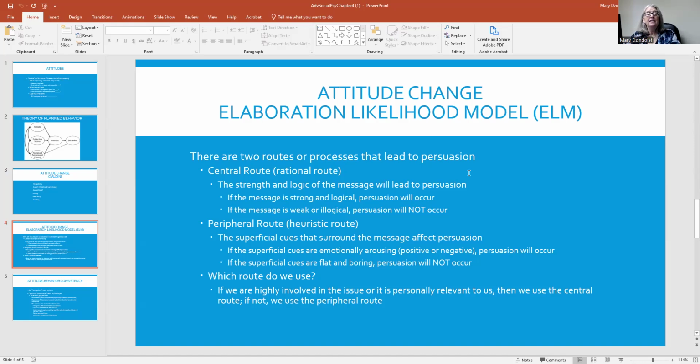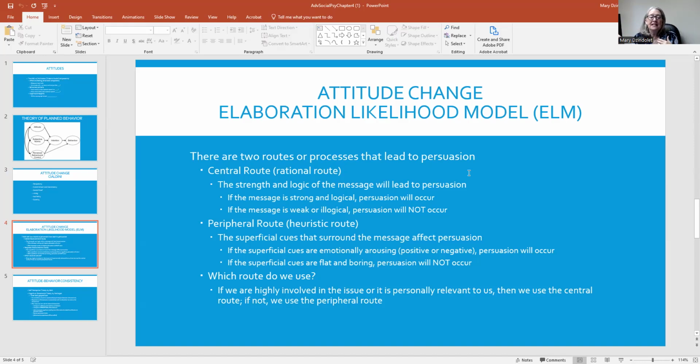Okay. And if the cues are emotionally arousing, they make the person feel afraid, or they make the person feel really good and joyful, then persuasion will occur. If they're flat and boring, no persuasion will occur. Okay. So that is the elaboration likelihood model, and it can explain why so many different things can lead to persuasion in so many different areas.